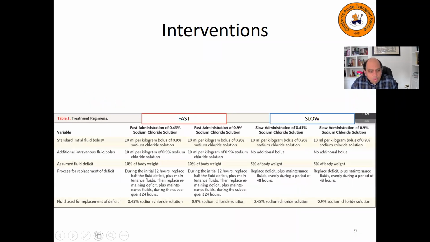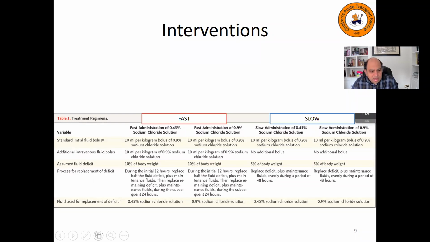What they did was have a fast and a slow group, and a 0.45% sodium chloride and a 0.9% sodium chloride group. So essentially, it's a 2x2 factorial trial exploring 2 concepts: one is fast rehydration versus slow rehydration, and the other is one type of fluid versus the other. If you look at the 4 groups effectively, the standard initial fluid bolus for all patients is 10 per kilo of 0.9% sodium chloride. That's the same for everybody.